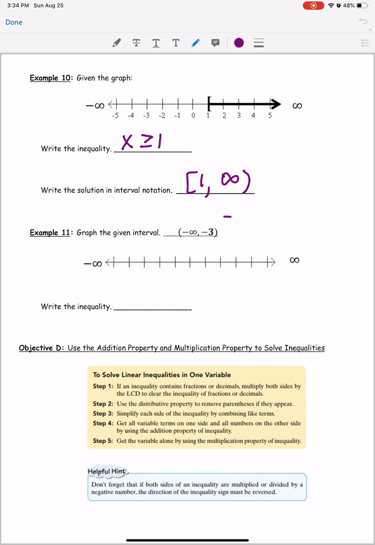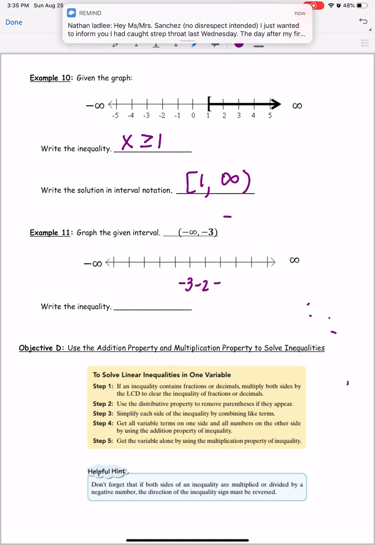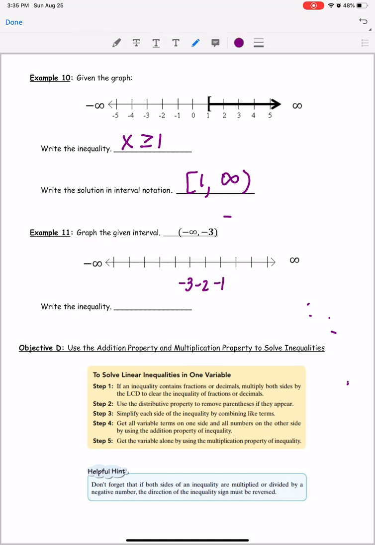Okay, so on this one, now it's giving me interval notation. And so now I'm going to graph it. So we're going to start with -3, and then number 2 to the left, 2 to the right. So that means -2, -1, -4, -5. It's pointing to the negative infinity side.